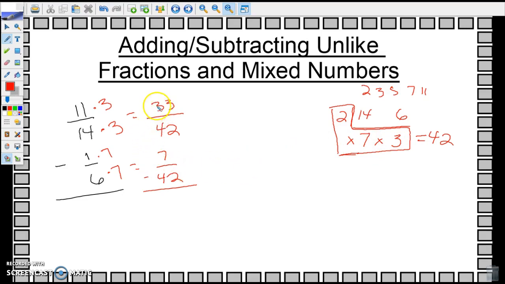Okay. So now I'm going to come back and I'm looking at 33 minus 7, which is 26. Okay. Oops. Forgot to change colors there. Sorry.